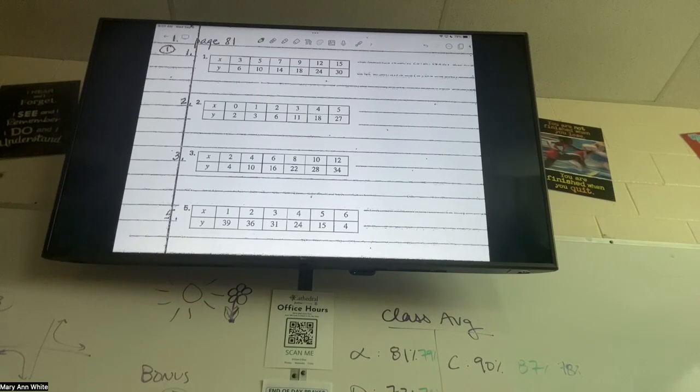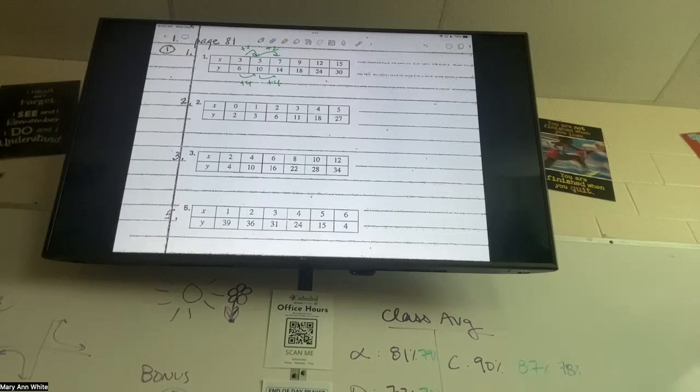Okay, if I look at the first one, there's a couple different ways that you can look at this. I'm going to start by seeing how do I change from each point? So what did I do to go from 3 to 5? Add 2, good. From 5 to 7? 2. Okay, cool. What about on my y's on the bottom? How do I go from 6 to 10? 4. Good. And from 10 to 14? 4. Good. Look at that.